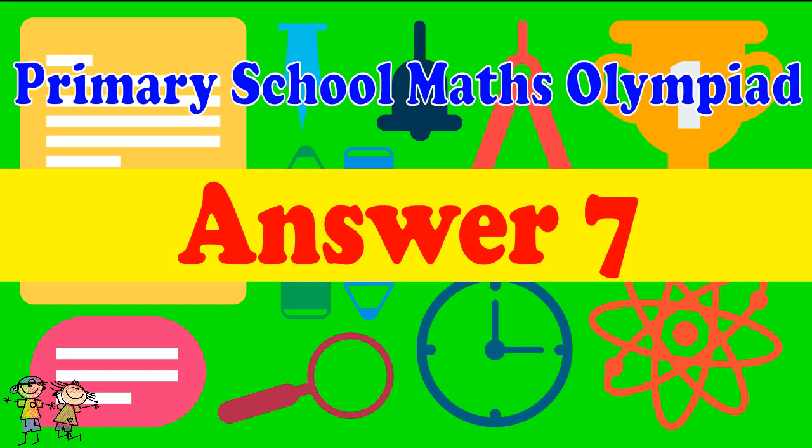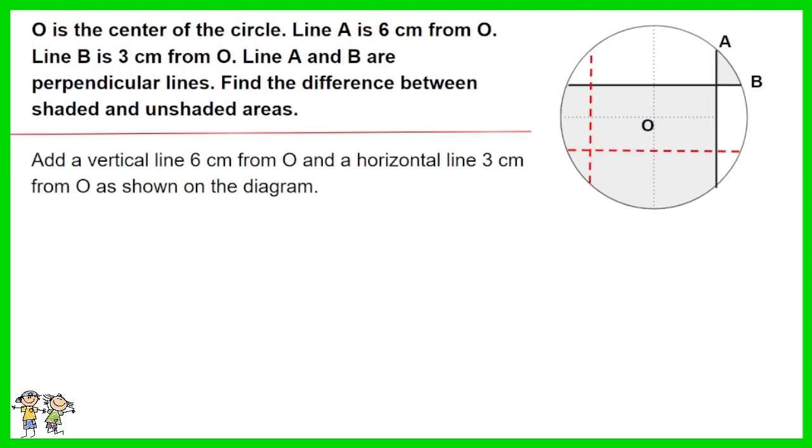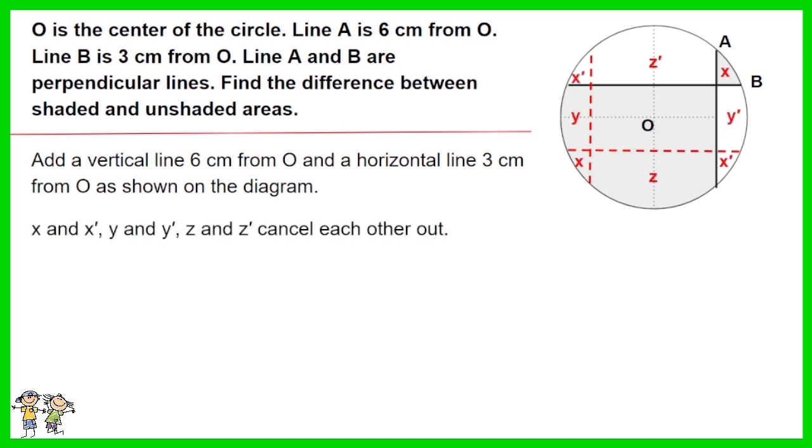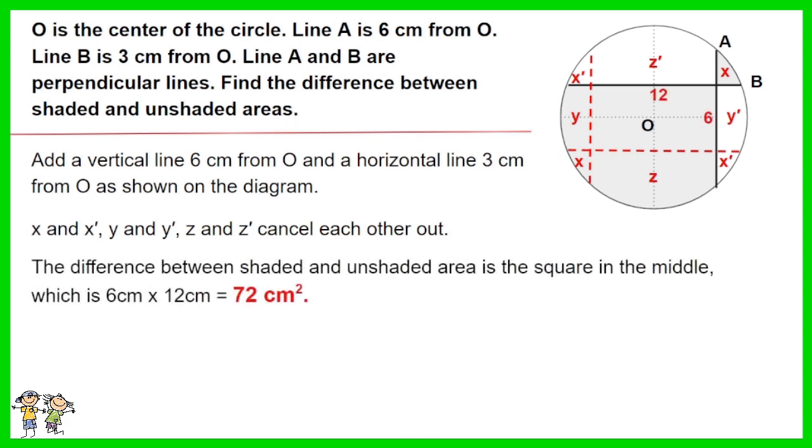Answer for question 7. Add a vertical line 6 centimeters from O and a horizontal line 3 centimeters from O as shown on the diagram. X and X prime, Y and Y prime, Z and Z prime cancel each other out. The difference between the shaded and the unshaded areas is the square in the middle, which is 6 centimeters times 12 centimeters. The answer is 72 centimeters squared.